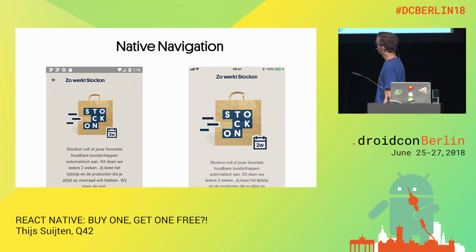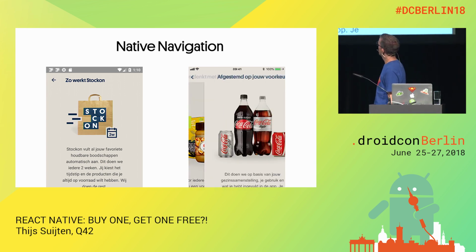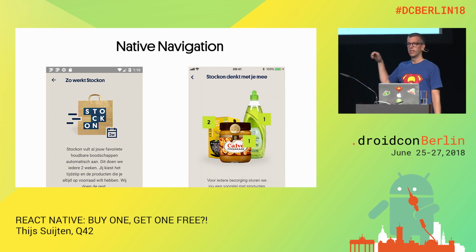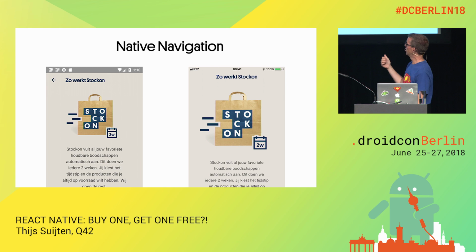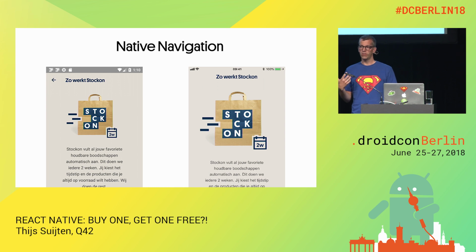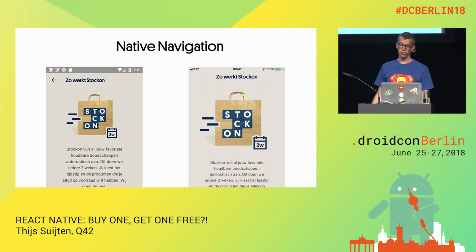So to give you an example of the native feel, you can see here that we're navigating through some screens in the app. And on iOS, you can swipe back to navigate back to the previous screen. This is something that doesn't work if you use React Native navigation, the default navigation that's shipped with React Native. And we want these little details, we want the app to feel native. So we went for native navigation, and then you get this stuff for free.